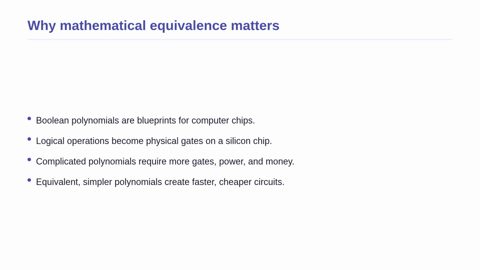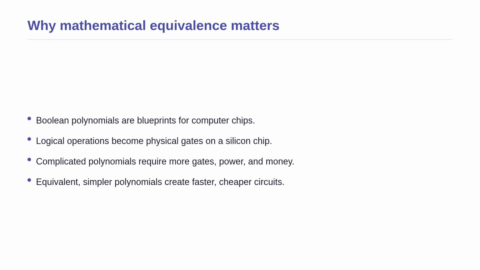This mathematical equivalence we just performed leads us to an important question. Why does this matter in real life? In the real world, Boolean polynomials are the exact blueprints used to build computer chips and digital circuits. Every logical AND becomes a physical AND gate, and every logical OR becomes an OR gate on a silicon chip.